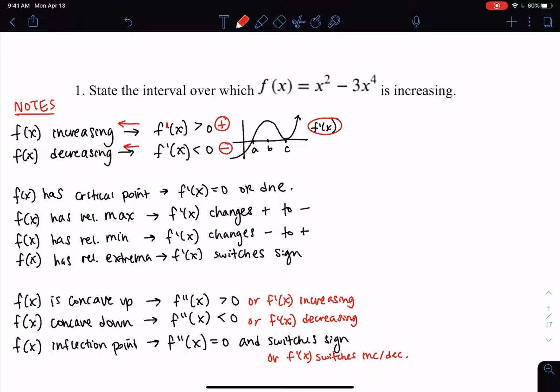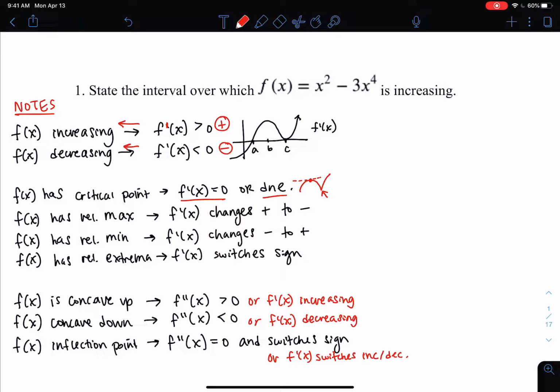All right, moving on. F of x critical point, know the two possibilities. Either the slope equals 0, so you have a horizontal tangent line, or the slope does not exist. In this case, we would have like a sharp corner. So here are different ways that you have a critical point. A horizontal tangent line like there, or a sharp corner where the slope does not exist.